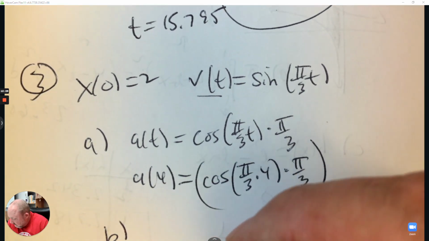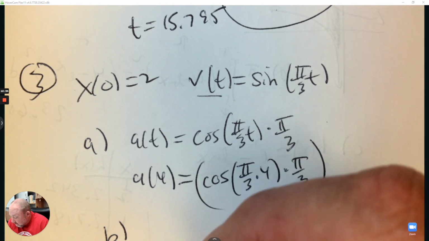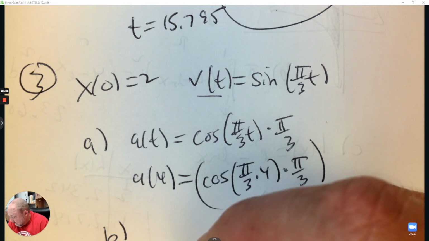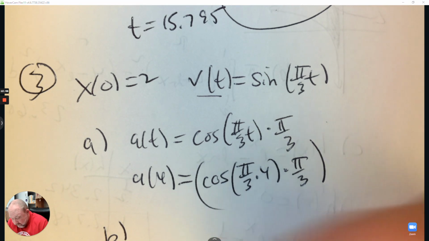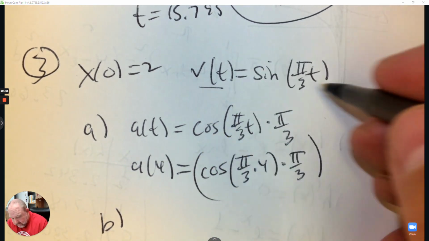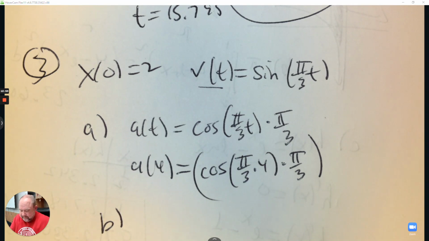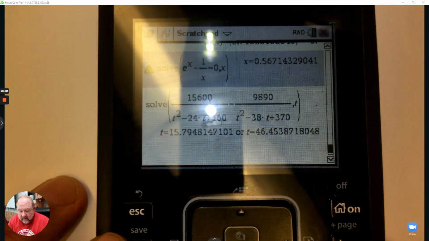Part B, considering the two statements. So one is from 3 to 4.5, the velocity is decreasing. From 3 to 4.5, the speed of the object is increasing. Are either or both these statements correct? For each statement, provide a reason why or not. So I'm going to take that velocity and I'm going to graph it to have a better view. Whenever I'm dealing with trigonometry, I want to graph it if I can. So I'm going to clear what I have.